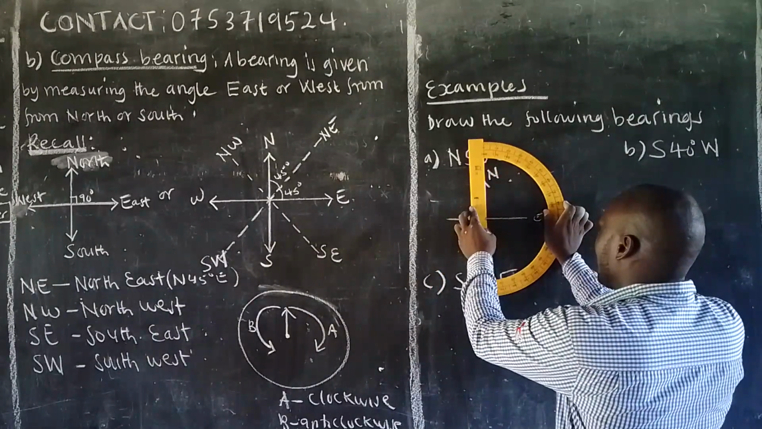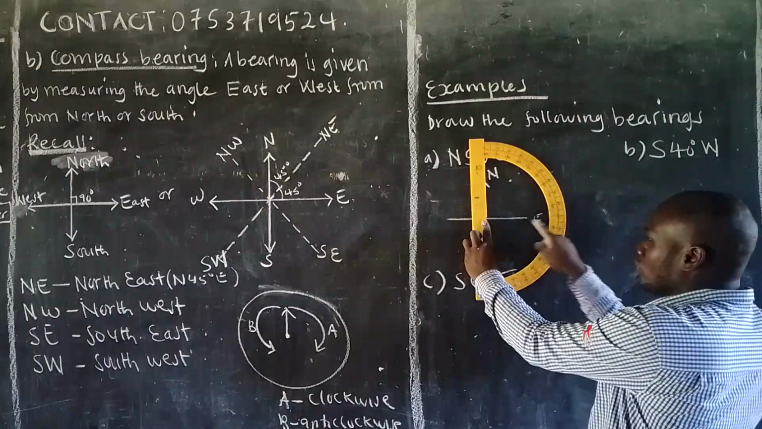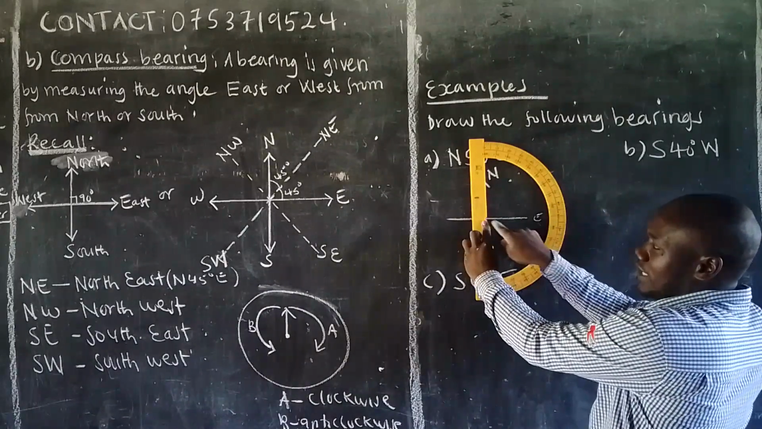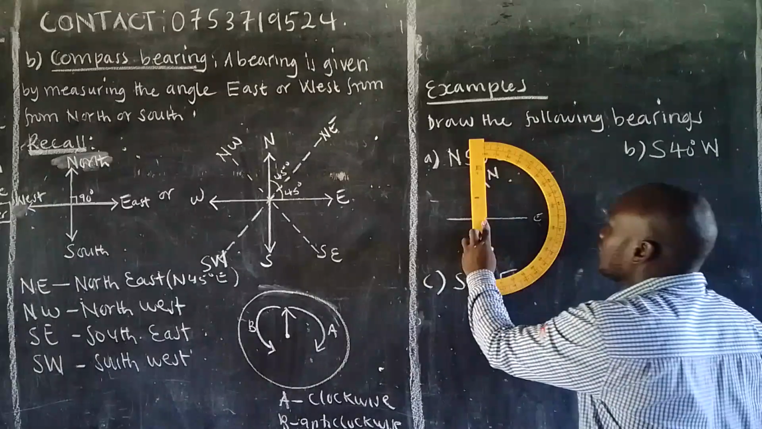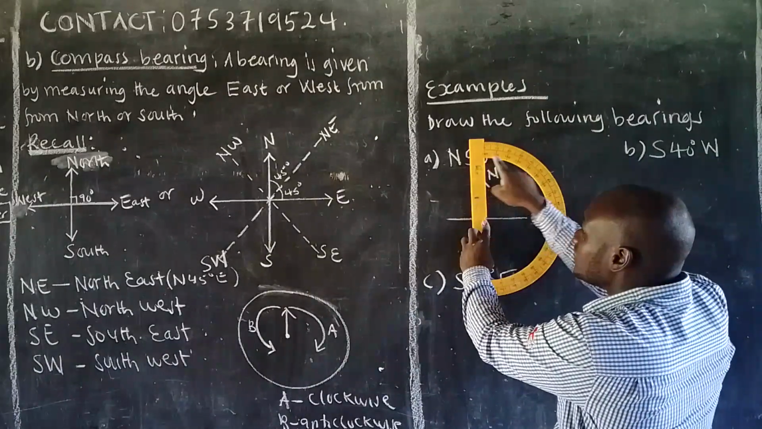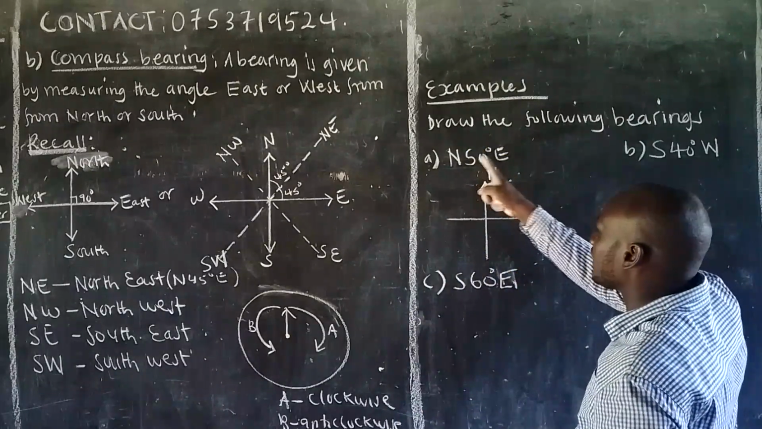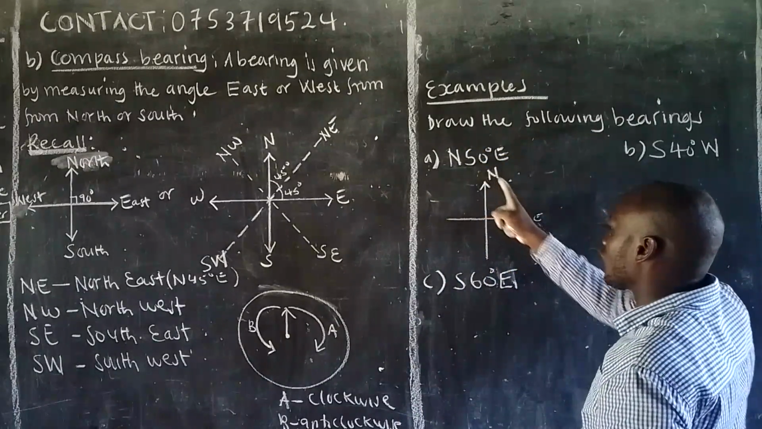Even your protractor must face this side. But this marking, which goes up to 90, must be in the same line with this horizontal line, like this. Having put that there, what are we going to measure? It is north 50 degrees east. What you should know is that north 50 degrees east means that we are moving from north to east.